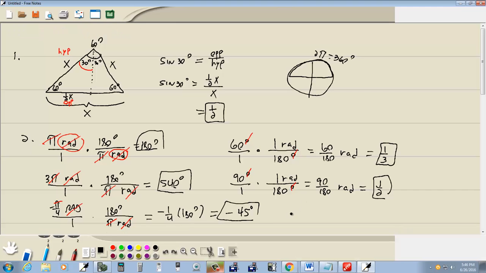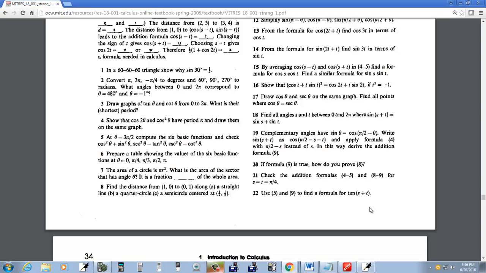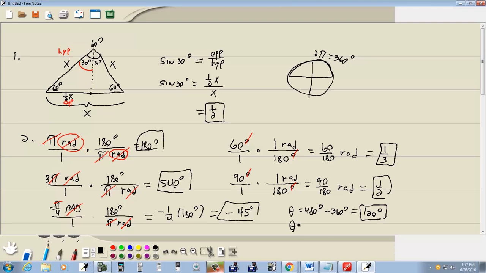Now they also ask, what angles between 0 and 2 pi correspond to theta equal to 480 degrees? Well, our unit circle is from 0 to 360. So we'd have to subtract 360. And the angle that corresponds is 120. And then negative 1 degrees. Negative 1 isn't on our unit circle, so we have to add 360. And that gives us 359 degrees.